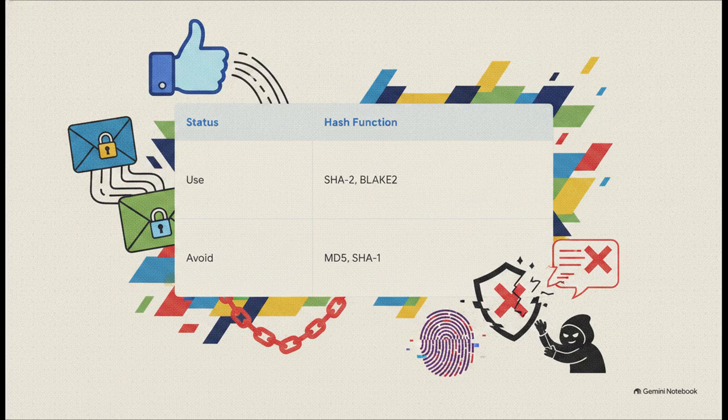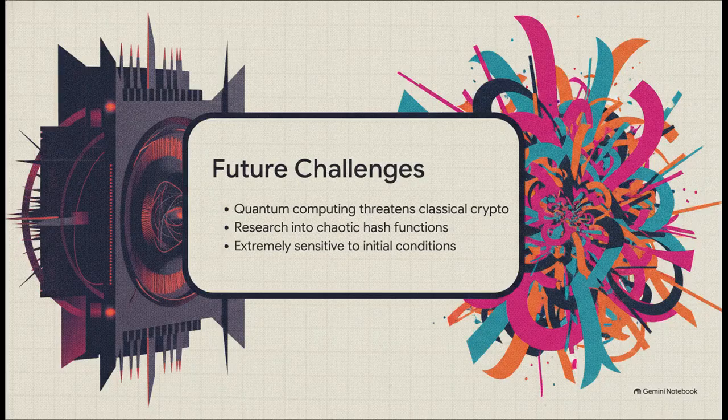You need to use strong, collision-resistant hash functions like SHA-2 or the incredibly fast Blake-2. And you must absolutely leave compromised algorithms like MD5 and SHA-1 in the dust. I mean it, they are broken for good. Modern attackers can easily manipulate files to produce the exact same fingerprint using those old algorithms, which totally defeats the purpose. Looking forward, though, we have a problem.